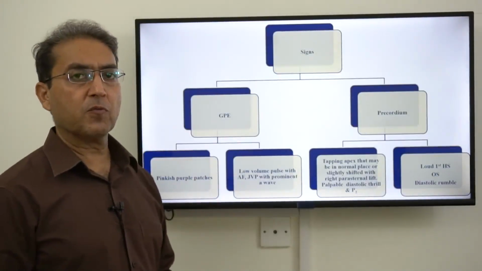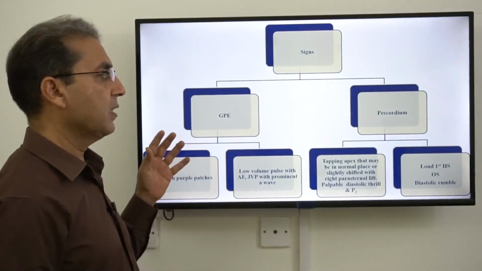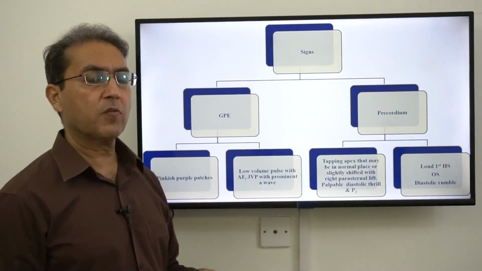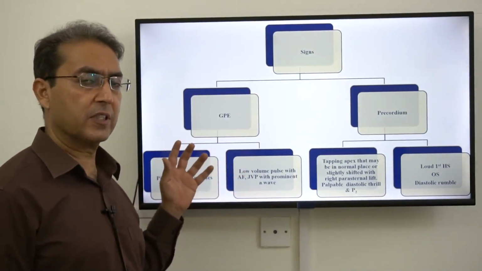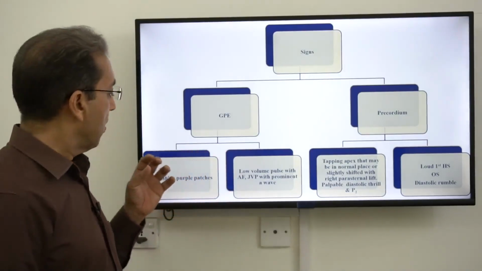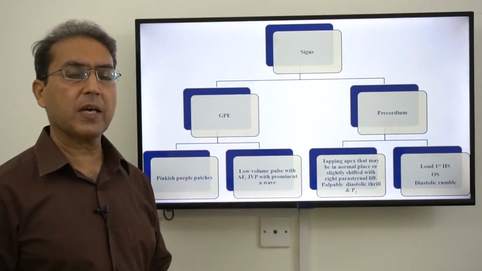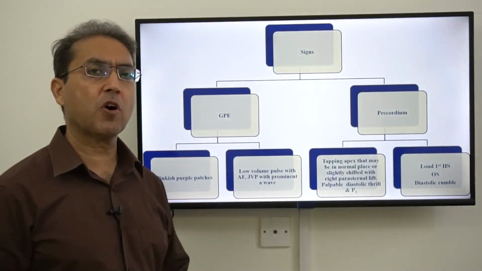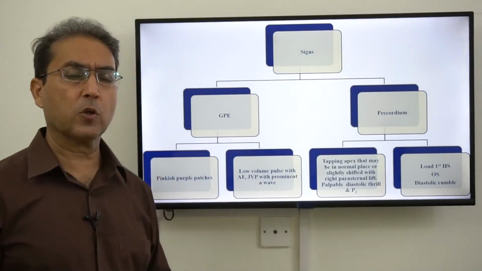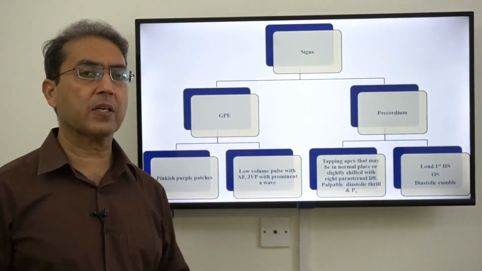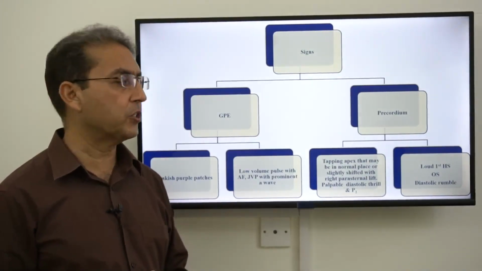Then when we examine the patient, what signs can we see? We can do a general physical examination, and then we can examine the precordium. What we see in some patients on general physical examination is pinkish purplish patches on the cheeks, and these are usually seen in patients who have advanced mitral stenosis with portal hypertension, and they're usually visible in fair-skinned people. In dark-skinned people, they're difficult to appreciate.